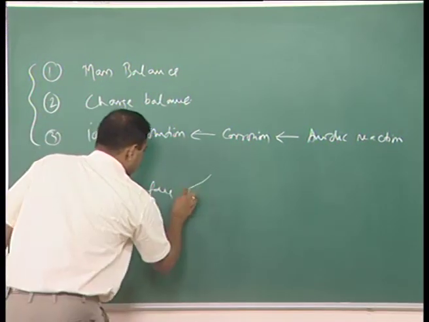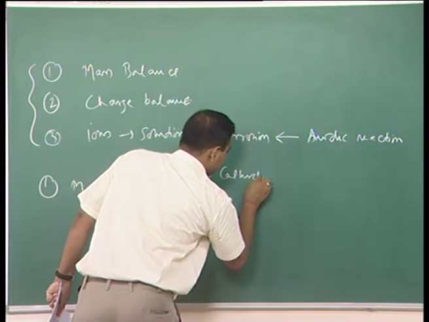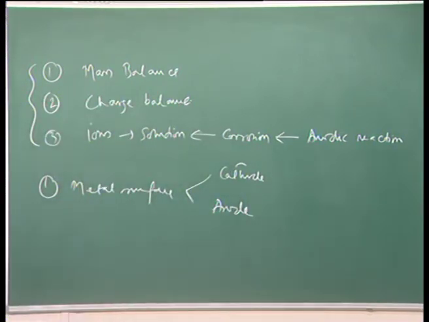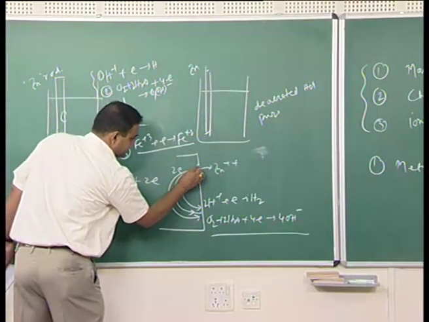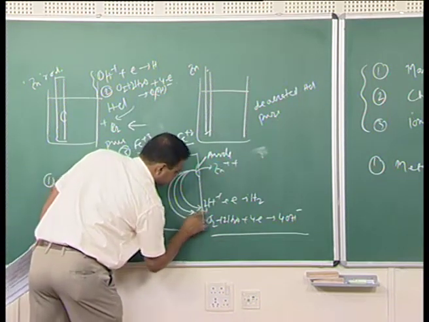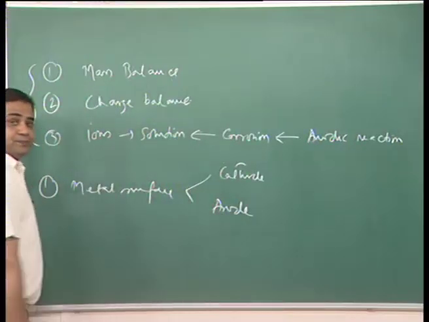Fine. This metal surface can be divided into two sections. One is cathode, another one is anode. Here you see this section where anodic reaction is taking place, that is anode. This section where cathodic reaction is taking place, this zone is cathode. So you have cathode and anode.